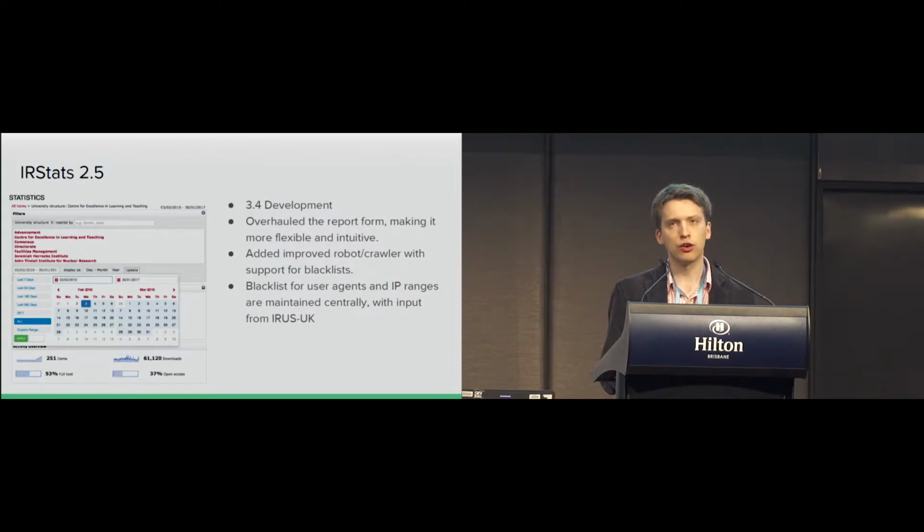We've also been working on our IRStats package. This provides statistics about the repository, download stats and whatnot. This is available on version 3.4. It's providing a much more intuitive interface because, as has been mentioned before, ePrints is a very old system now. It's been around for a long time, and it needs to move with the times as far as user interfaces are concerned. It's also much better at filtering out robots and crawlers, the kind of things that muddy up your download stats.